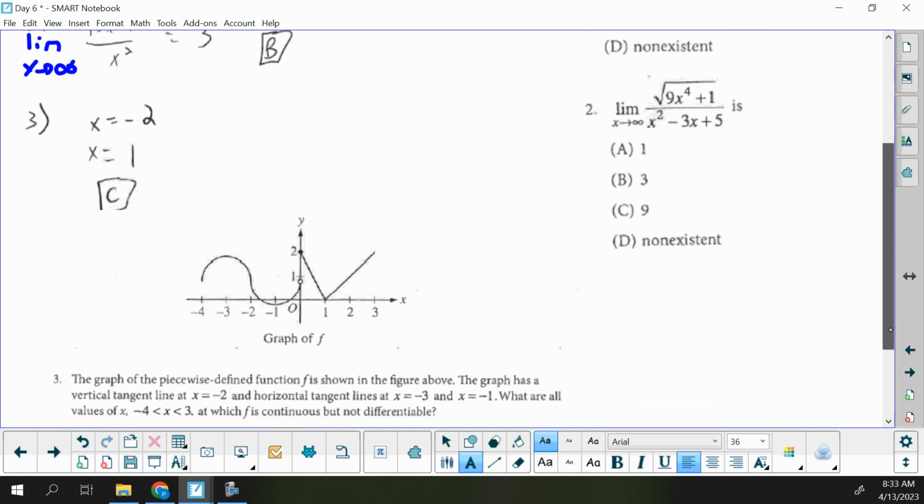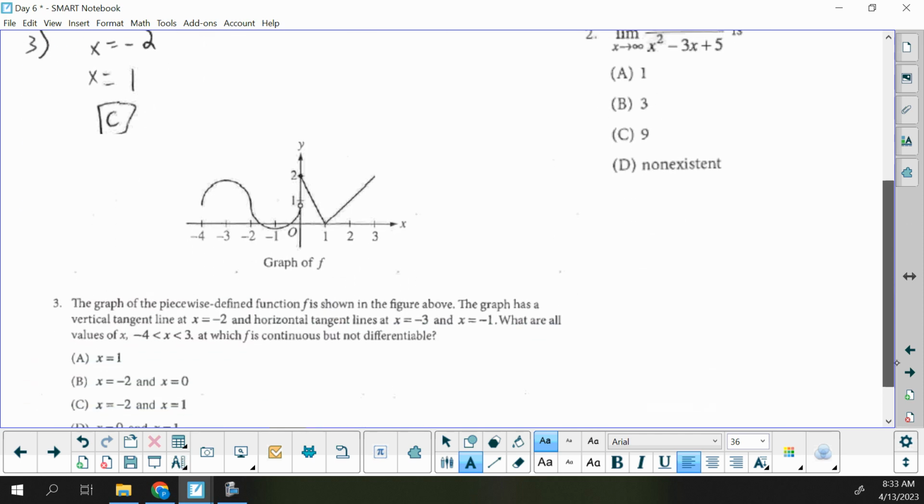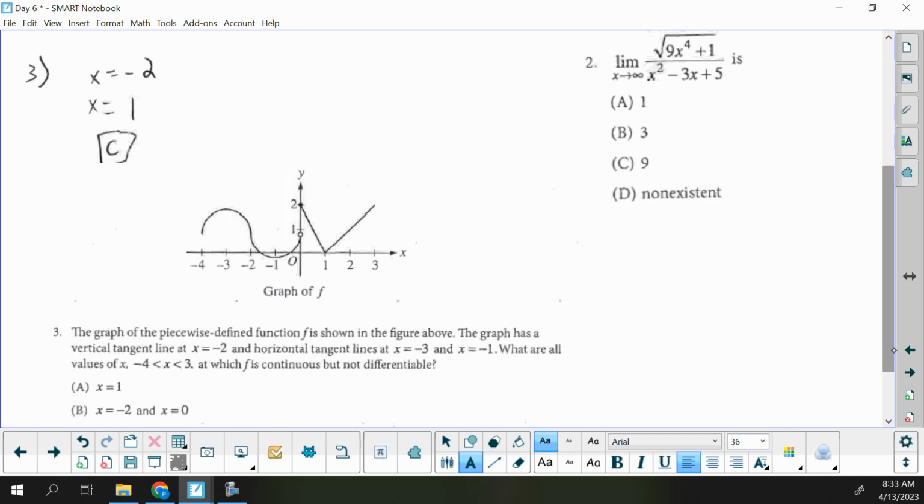So then ratio would just give us a 3. And number 3, we want to be continuous but not differentiable. So the vertical tangent, corner points, and discontinuities are the places where you're not differentiable. Of those, the ones where you are continuous are the vertical tangents and the corner points. So we would want it -2 and 1, so choice C.